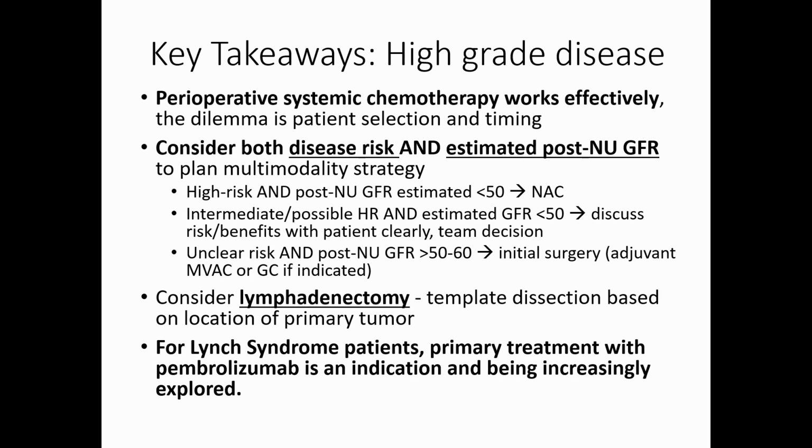We didn't really go over the lymph node dissection too much. You do have that in your syllabus, but many of us do consider lymphadenectomy for high-risk disease, and it's a template-based dissection based on the location of the primary tumor. And then for Lynch syndrome, we've introduced this idea of primary treatment with pembrolizumab, and it's an indication that we're increasingly exploring. Dr. Feldman asked a great question, what is the data for Lynch-related upper tract disease? Listen, I think that's a great project that we all need to think about looking at, with some of the multi-institutional groups that we're involved in. I think that's prime data to look at.